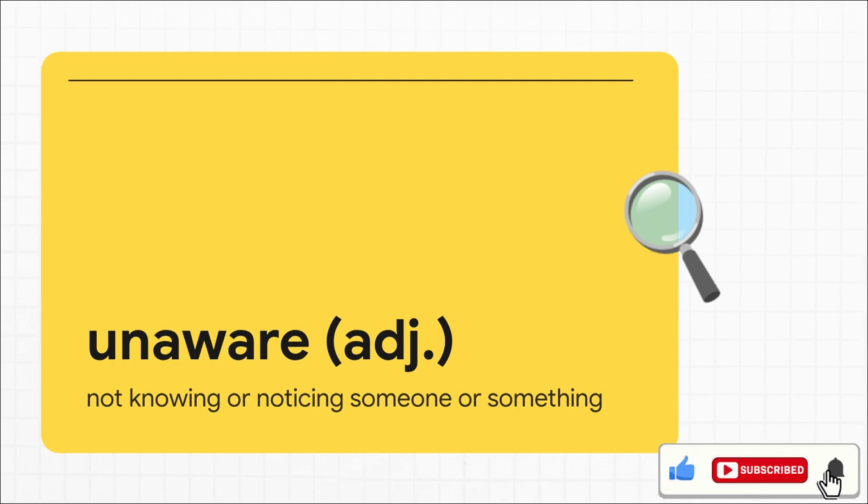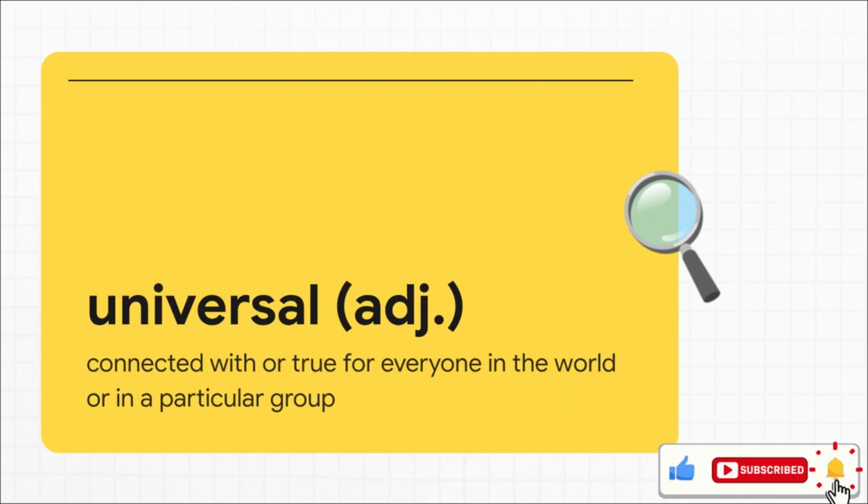It's like walking into a bright yellow room and suddenly feeling energized, completely unaware that the paint on the walls is what actually shifted your mood. Next up, we have universal. If you read that a feeling is universal, shared by everyone from Tokyo to New York, you can guess from those clues that it means connected with or true for everyone in the world. It's a shared human experience. We'll see this in action shortly when we look at colors that evoke the exact same feelings in all humans, regardless of what language they speak.